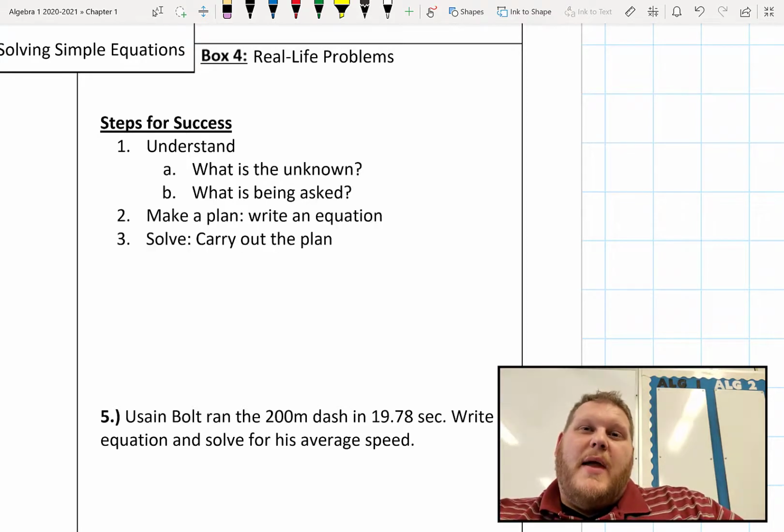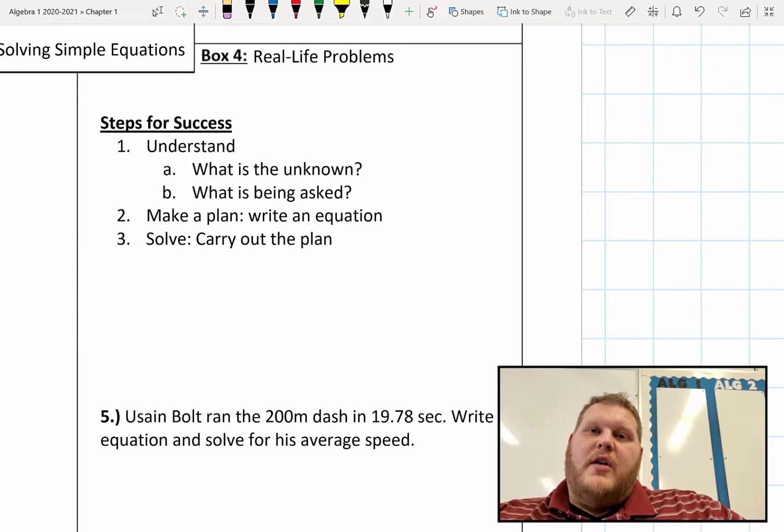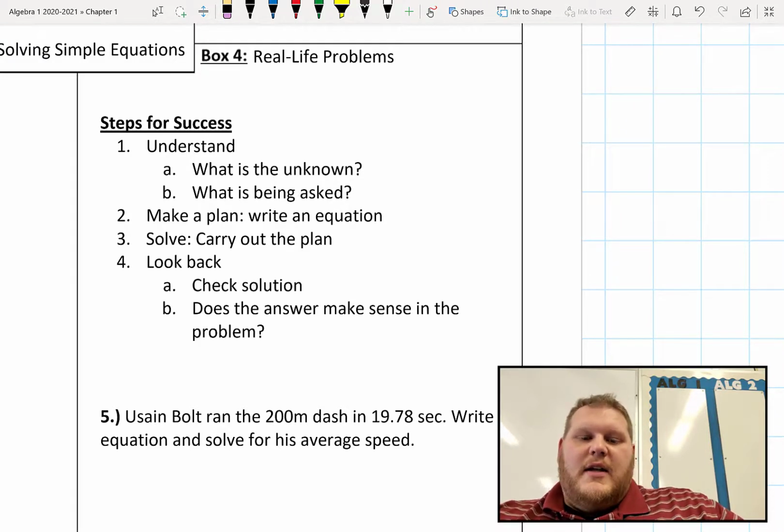For step 2, we're going to make a plan. So this is where we actually go through and write an equation based on whatever information we're given. And then step 3, we're going to go ahead and solve that equation. So once we know what relationship we're dealing with and what we're asked to find, we can go ahead and solve for that variable. And finally, we're going to look back.